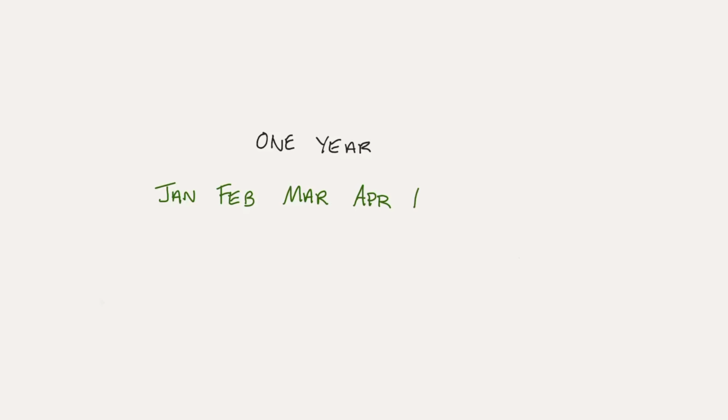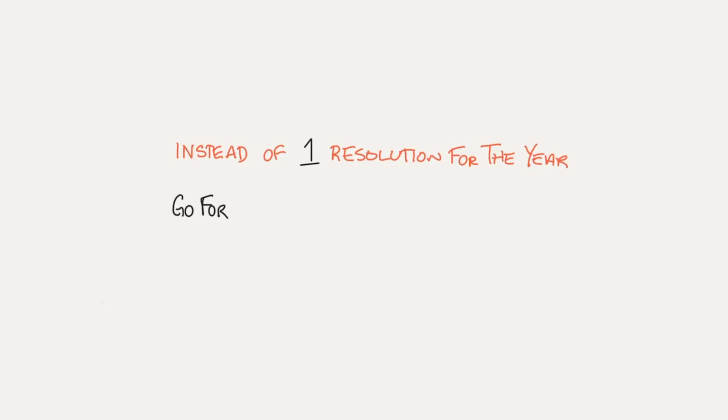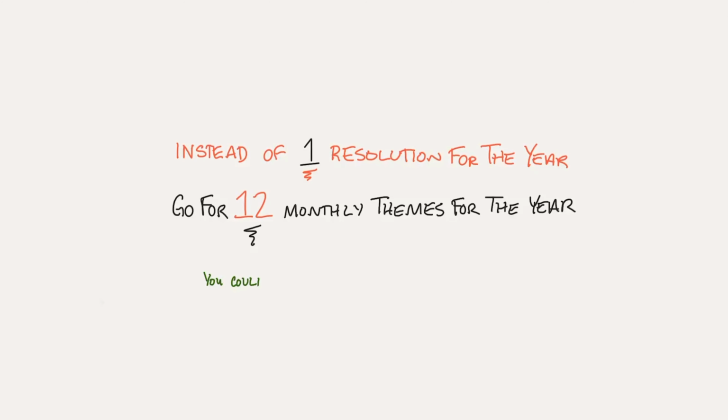1 year is also 12 months. That's a lot easier to swallow. So here's what I'm proposing. Instead of one resolution for the year, why not go for 12 monthly themes for the year? You could even try 24 themes if you're brave.